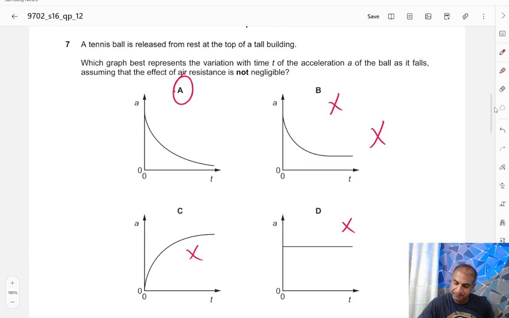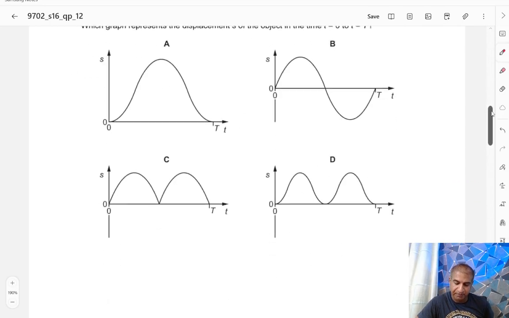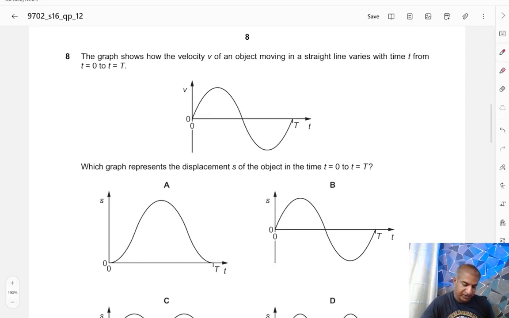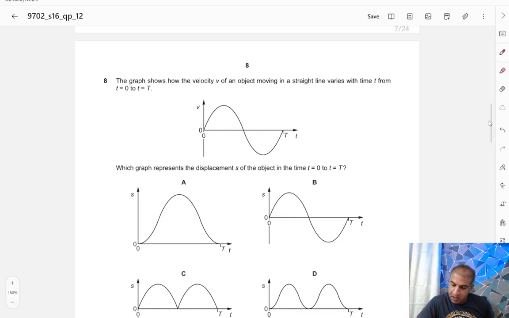This was very simple. Not actually simple, but it required some knowledge. Anyways, let's just look at this question. Let me zoom out a little bit.